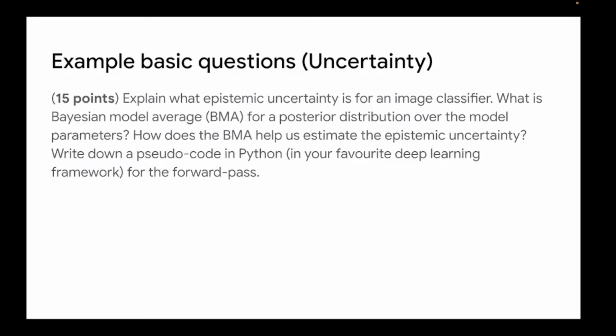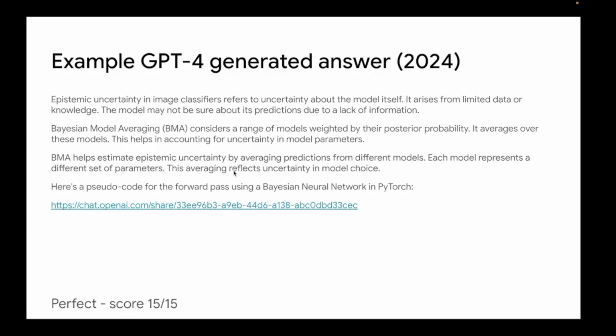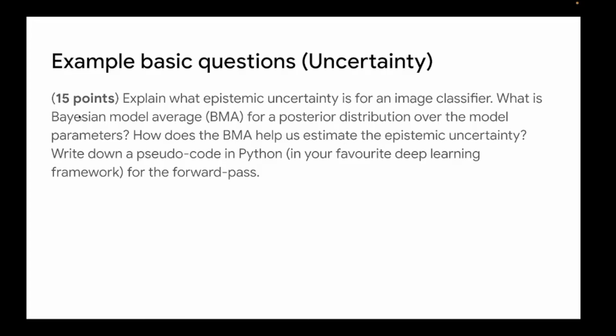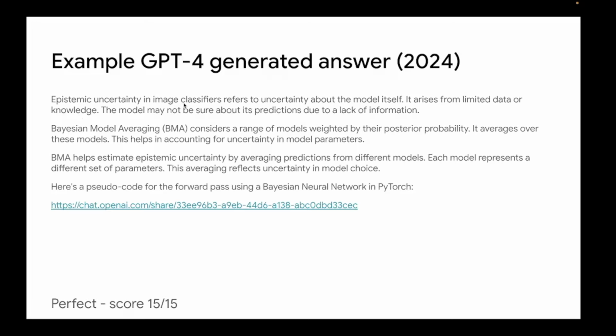Now let's go to the next question, Bayesian model averaging. Does BMA help us estimate the epistemic uncertainty? So the first question is, what is BMA? And then you have to describe how BMA helps with epistemic uncertainty estimation. And then you have to write pseudocode in Python. No, the first question was BMA actually. Okay, but it still gives an answer about epistemic uncertainty, which is not required, but okay.